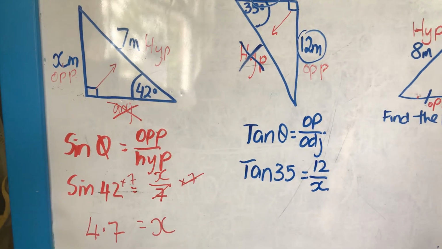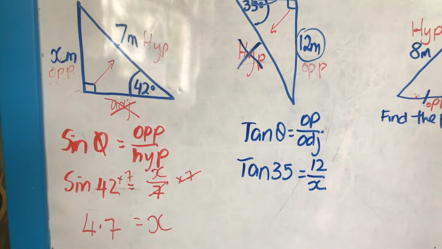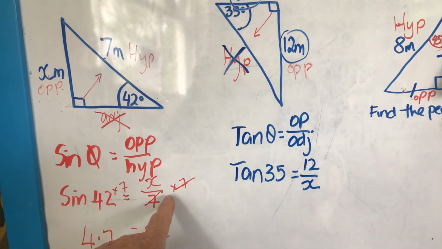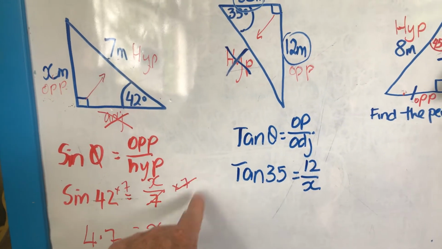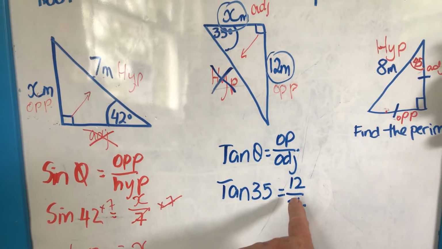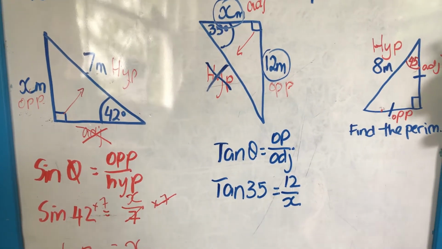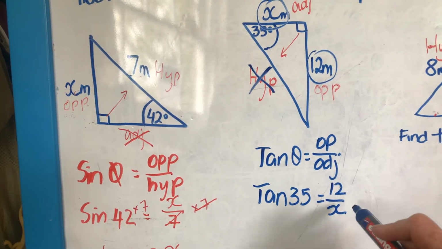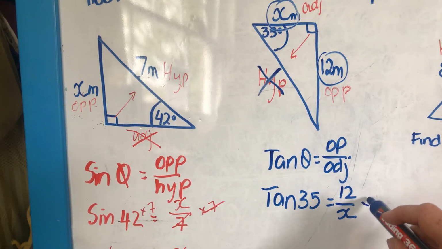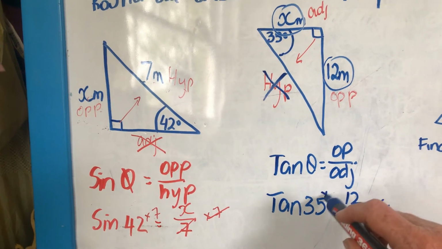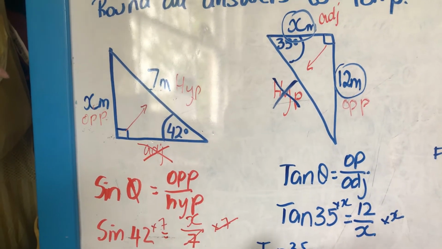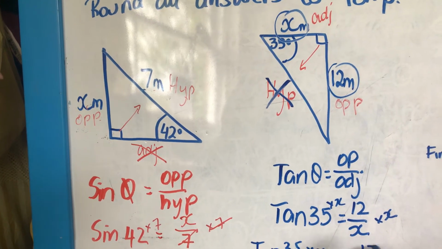It's a bit annoying because our unknown is on the bottom. So we can't simply, like we did over here, it said divide by 7. So to get rid of that, we times by 7. This one doesn't say divide by 12. That's the common mistake. So we can't just times by 12. We've got to get rid of this fraction form. So let's times it by x, times outside by x. So now we've got the tan of 35 times x equals 12.